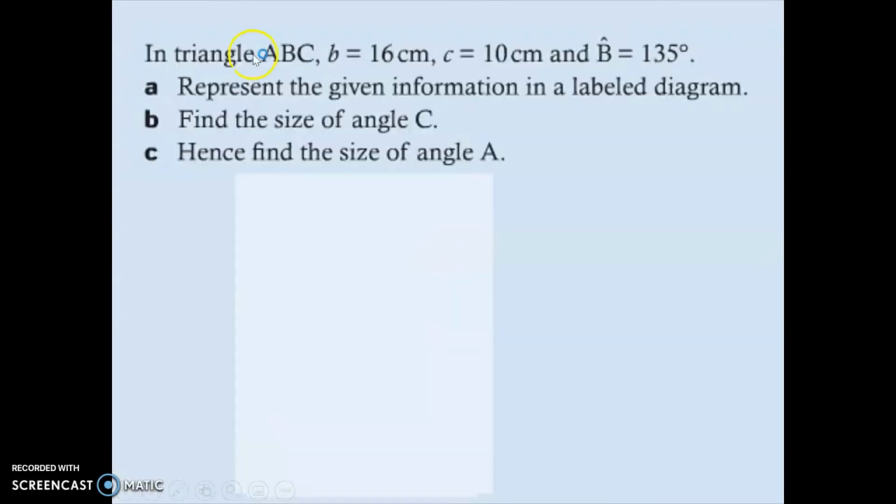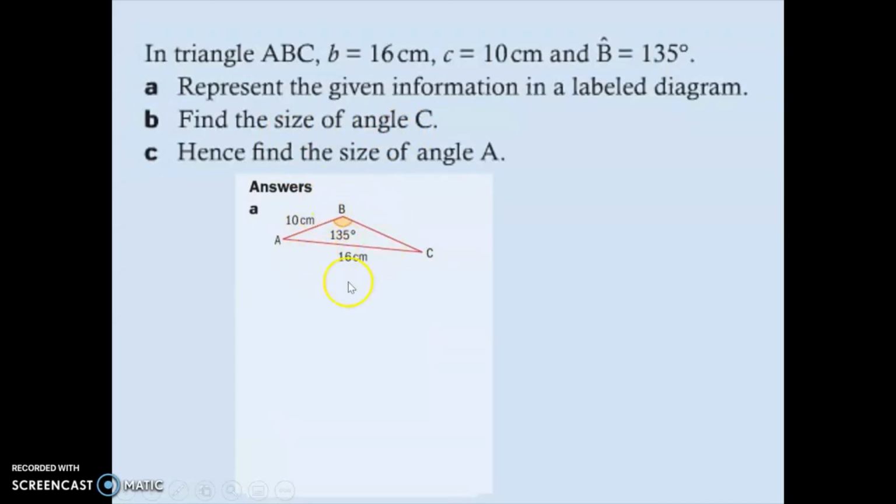Here's the first one. Triangle ABC, you're given some things. First of all, see if you can draw that diagram. Here's the diagram you should have. Okay, you're given angle B here, 135. You're given side B is 16, so that's the one across from the angle B right here. And you're given side C is 10, which is across from angle C. That's the diagram you should have. Now find the sides of angle C.